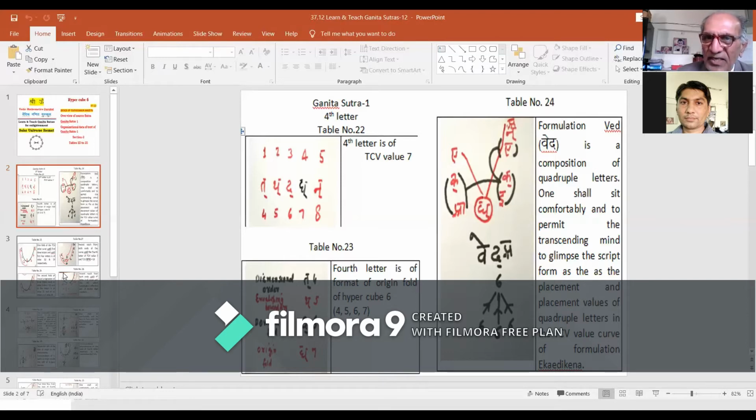The formulation Eka Adhikain has first letter, sixth vowel, value 6. The second letter ka and third letter a, both together lead to value 4 plus 2 is 6. The fourth letter is dha of TC value 7. Then again we have E and ka of value 6. Then A has a value 6. Then we have 8 as value for no and 1 for value a.